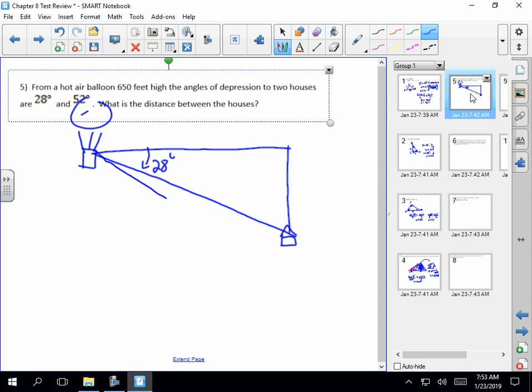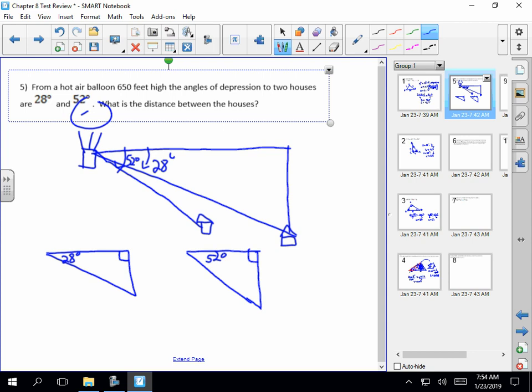So right here, this whole thing is 52 degrees. And so we have two separate triangles. One triangle looks like this. Let's separate it out here. It's a 28-degree angle, right angle. Got another one over here that is something like this. So it's 52 degrees. There's our right angle right there. And both are 650 feet up.